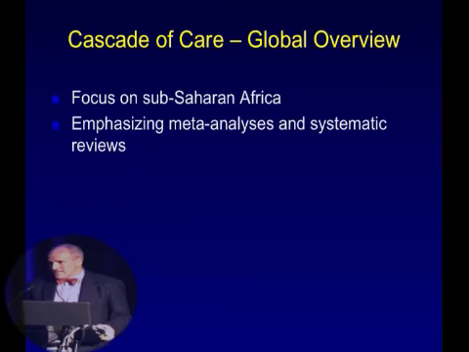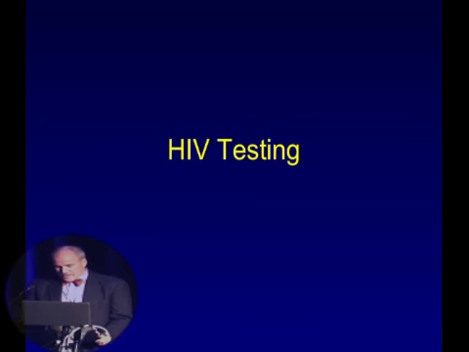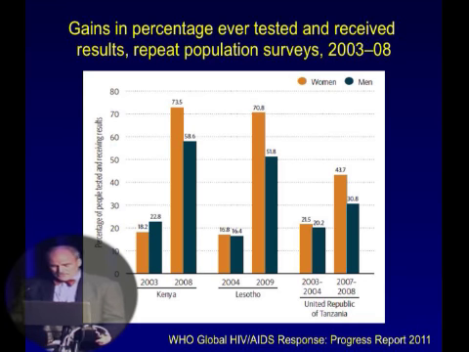In this presentation I've tried to take this to a global overview, focusing on sub-Saharan Africa and emphasizing some meta-analyses and systematic reviews that have been done. Starting with HIV testing, this is from the recent WHO Global HIV/AIDS Response Progress Report, highlighting a few countries where there have been serial population-based demographic health surveys. Let me highlight Kenya, where in 2003 only about 20% of people had ever been HIV tested. By 2008, that was up to 73% of women and 58 to 59% of men.